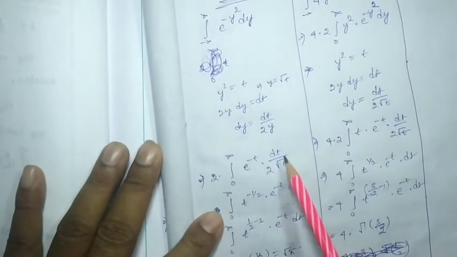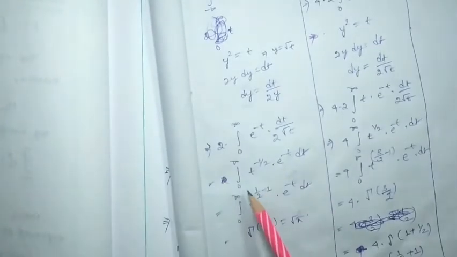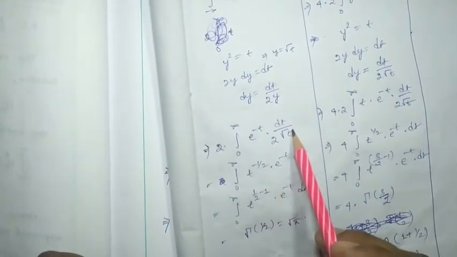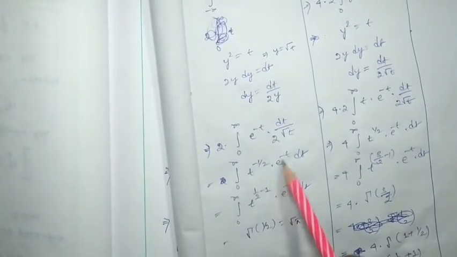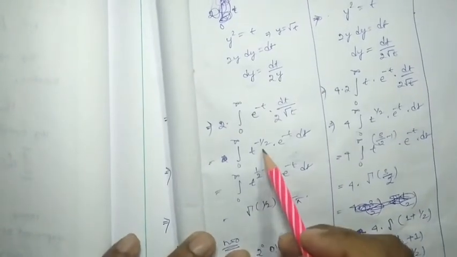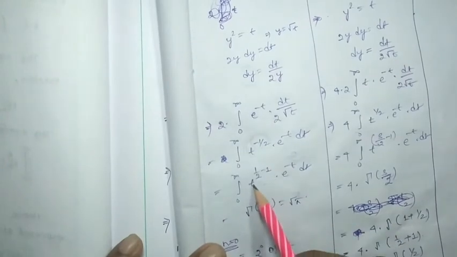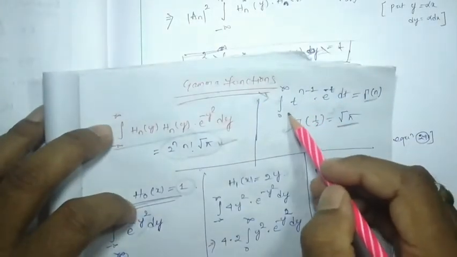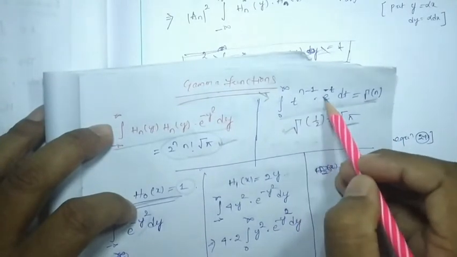Instead of dy, I can write dt by 2 into root over of t, right? So it will be, see, this 2 gets cancelled, t to the power 1 by 2. If it goes to the numerator, it will be t to the power minus 1 by 2 into e to the power minus t dt. So t to the power minus 1 by 2 can be written in the form of t to the power 1 by 2 minus 1. Here I am writing this to compare to the gamma function, which will be in the form t to the power n minus 1 into e to the power minus t dt.